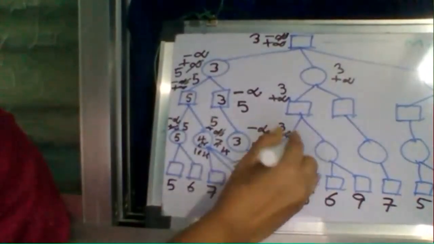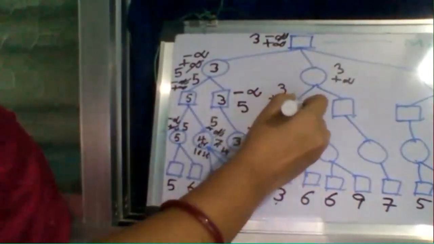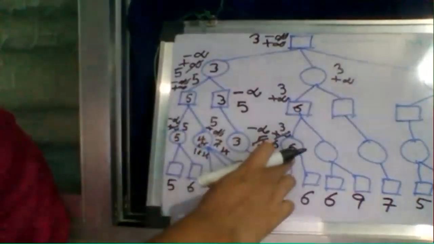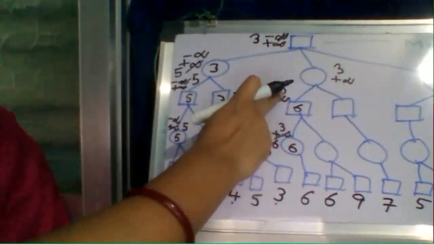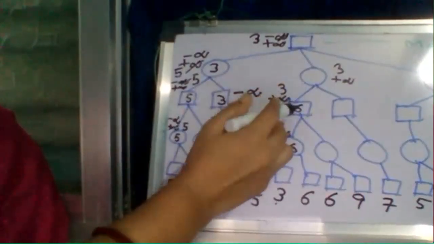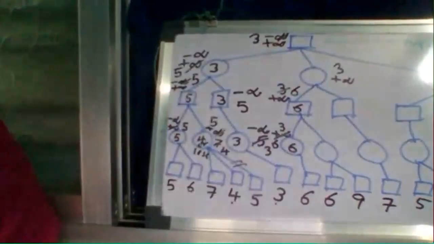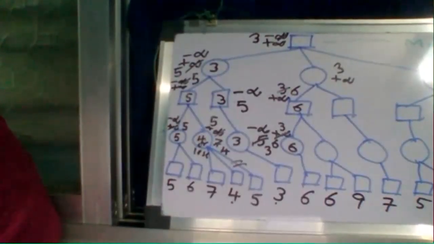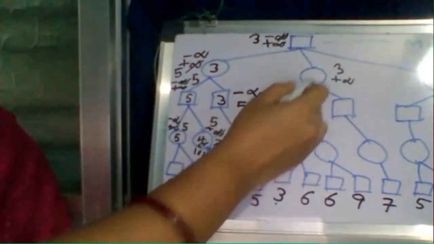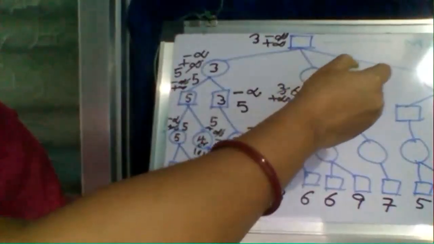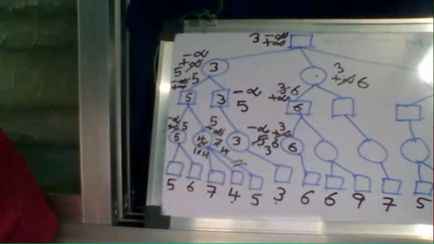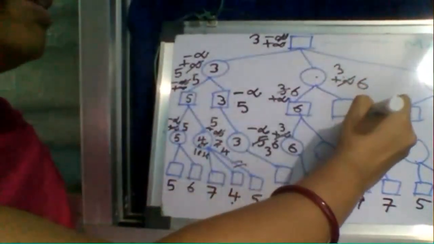If 6 is the only value, this node will also be 6 and this node will also become 6. Whenever this node becomes 6, then here max player is playing because it's a rectangle. So if max player plays, then this alpha value will be modified to 6 because 6 is better than 3. Then 6 comes here, and in this level, min will modify the value of beta. And beta will become 6 because 6 is better to min player than plus infinity. So we go to this level with alpha value 3 and beta value 6.